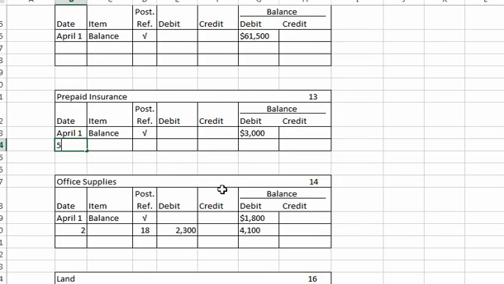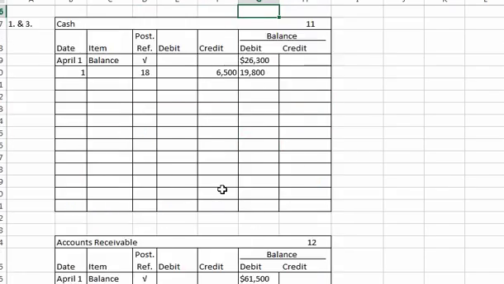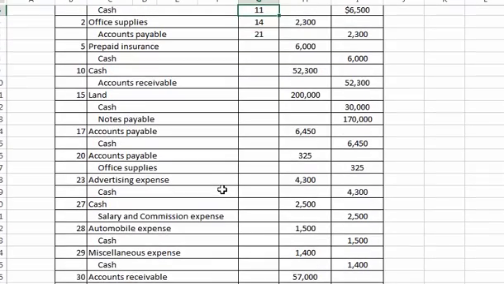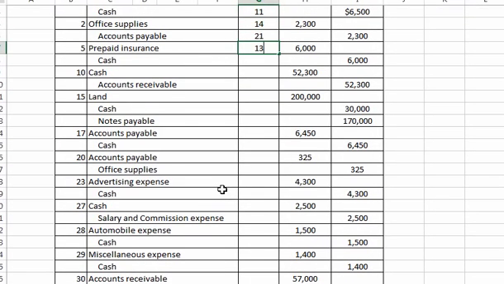We'll put in a 5 for the date. Leave the item column blank. 18 is our journal page number. That's a debit to prepaid insurance on the 5th for $6,000. We had a beginning debit balance for $3,000. Debit entry for $6,000. 2 debits, we're going to add those together. Makes our debit balance $9,000. Okay, prepaid insurance is account number 13. So we'll come back up, and in the posting reference column of the journal, we'll put in 13.